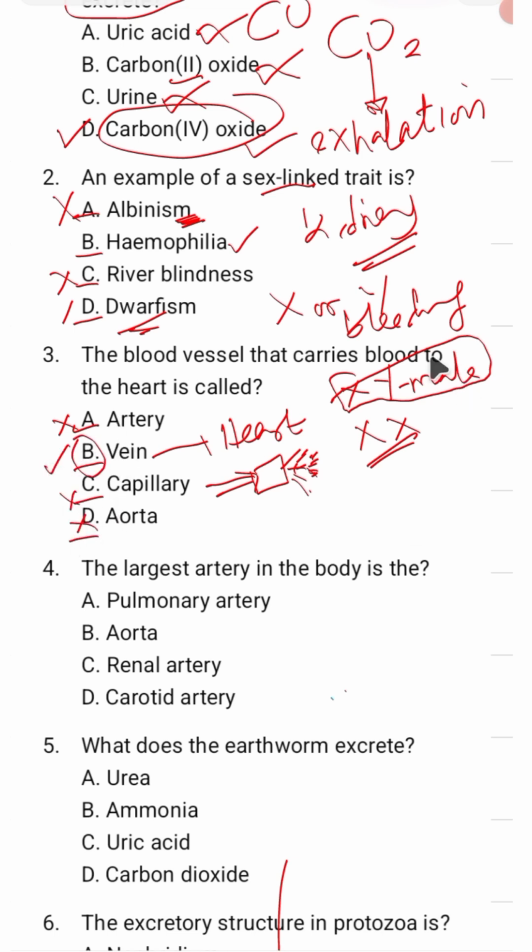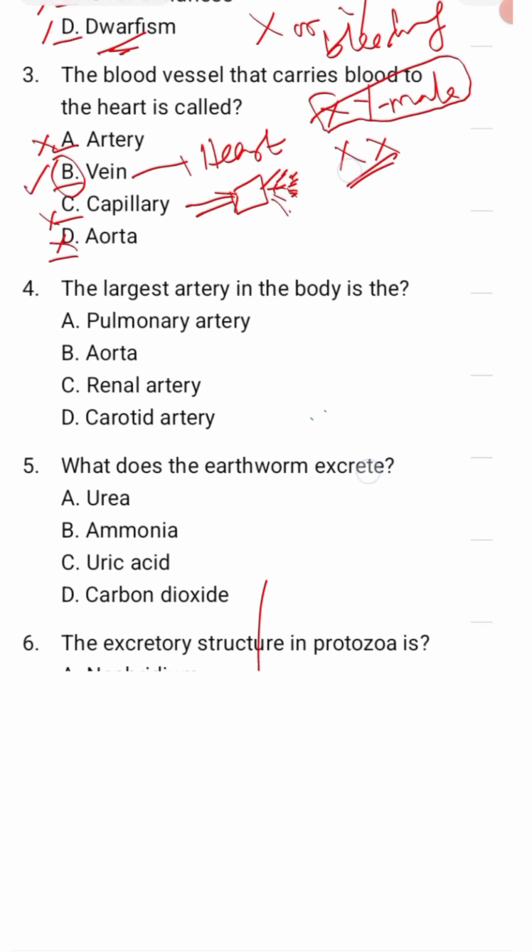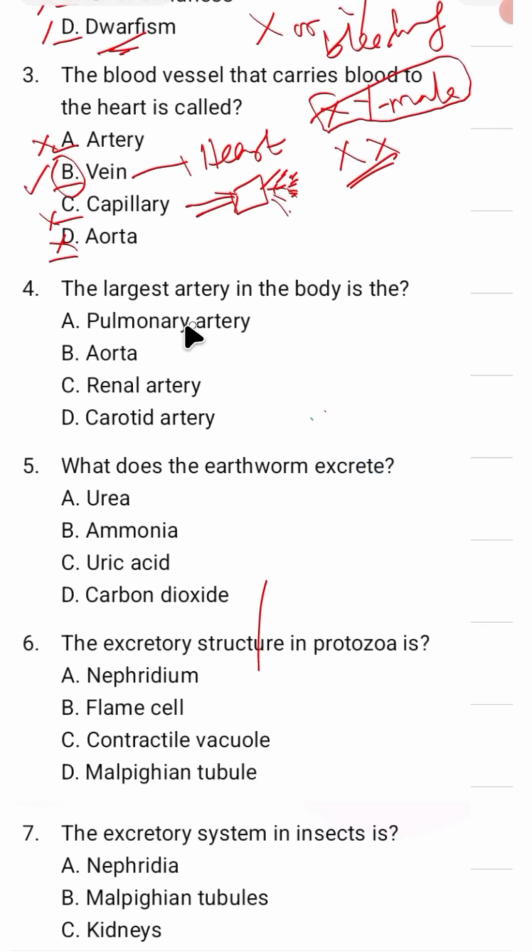Let's go to number 4. Number 4 says the largest artery in the body is the dash. Let's go to the first one, pulmonary artery. Pulmonary artery, this one carries blood to the lungs, but it is tiny, but not too tiny. It is not actually the biggest.